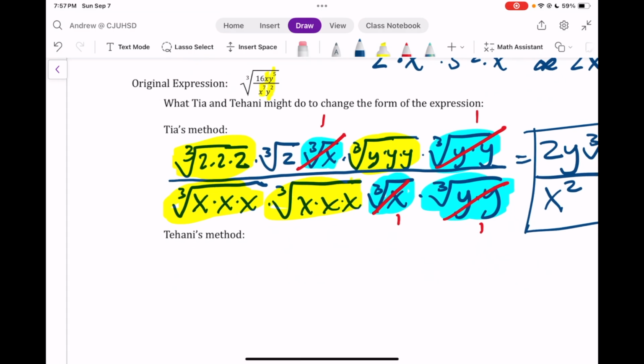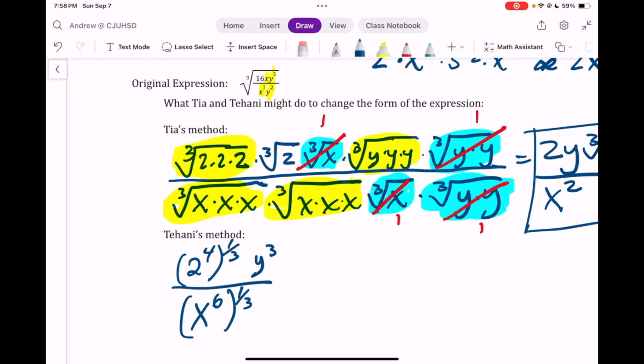So 16 is still going to be 2 to the 4th power, and that's going to be to the 1/3. And then x's will end up on the bottom. There'll be 6 on the bottom, and that'll be to the 1/3. And then y's, there'll be 3 on top, and that'll be to the 1/3. So look at all this I can accomplish in one step. 2 to the 4th, or 2 to the 4/3, is going to be 2 to the 1 plus 1/3. And then the y's, 3rd to the 3rd power, 1/3, that's going to be 1. So that'll just be a y.